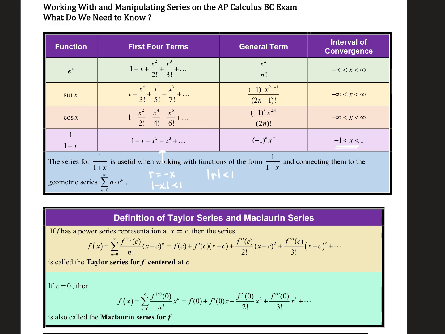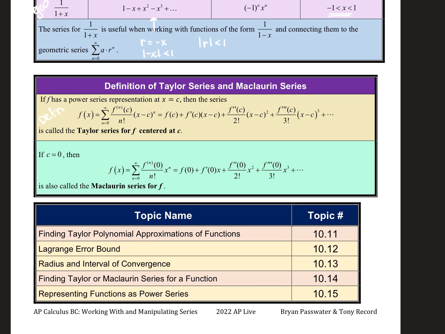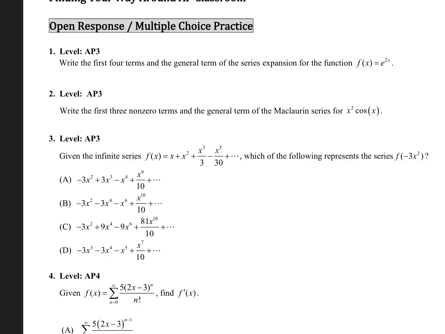Those are your known polynomials. These three I consider my known polynomials. I consider this my geometric build. And right here is our definition. So we have the Maclaurin polynomial. Maclaurin just means it's centered at 0. And this is your Taylor polynomial, meaning it's centered anywhere.